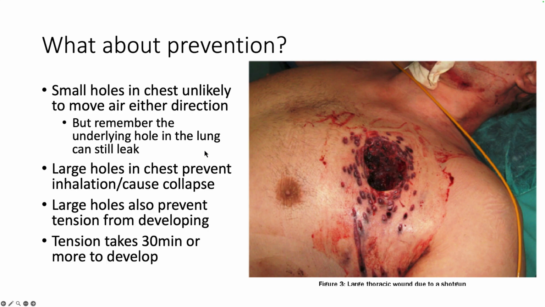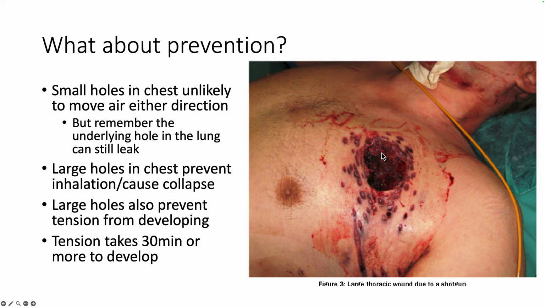But here's the deal. Even with those small puncture wounds to the chest, even tiny ones from shrapnel from blasts that we see overseas, or in the US, frankly, the underlying hole in the lung can still leak just fine, even if no air is moving through the hole in the chest. So anytime you have a hole in the chest, remember there's almost certainly a hole in the lung too, and the hole in the lung is the thing that really is concerning for us.